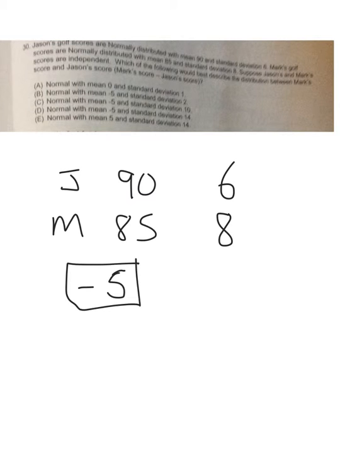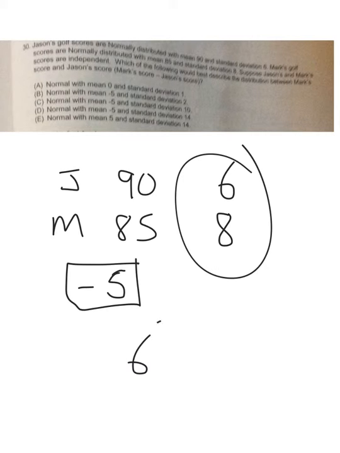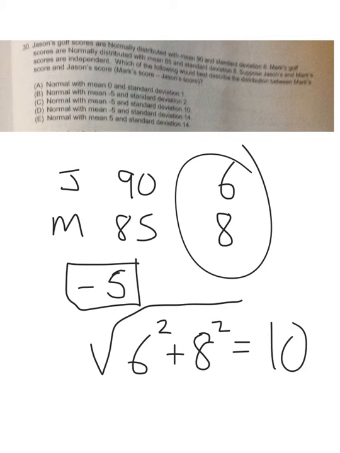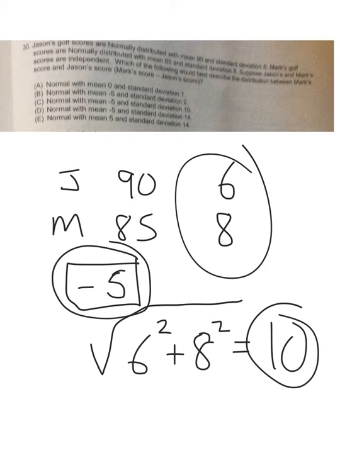And then the new standard deviation. Well, you take the old standard deviations, right? We square them, we add them, and we take the square root. We never subtract them. There it is. Now if you do that, you get 10. So we should expect -5 and 10 for the new standard deviation, which is letter C. Square them and add them and take the square root. Should be a dance move for the drill team.